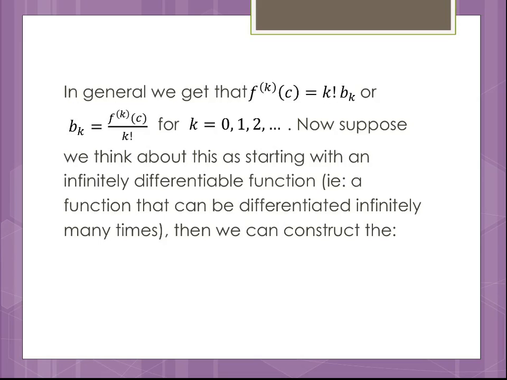All right, so in general, that means that the kth derivative would be k factorial b sub k when we evaluate at c. And if we take that equation and we solve it for b sub k, we find out that b sub k equals the kth derivative at c, divided by k factorial. And this works for the k values being 0, 1, 2, and so forth, just like our summation that we're talking about.